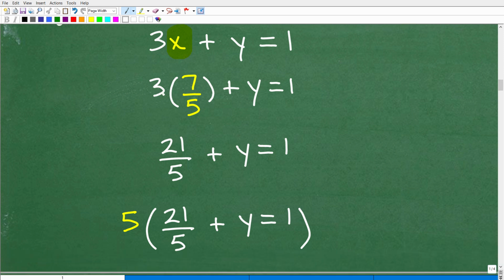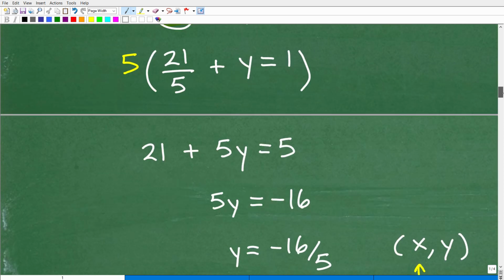But let's continue on. So I have 3 times 7/5 plus y is equal to 1. Let's go ahead and solve for y. So 3 times 7/5 will give me 21/5 plus y is equal to 1. So I need to solve for y, but I'm like, you know what? I don't want to deal with fractions. Let me go ahead and just fix this up, and I can get rid of the fractions in this equation by multiplying by 5, okay, by the LCD here, because the LCD is 5. So anytime you multiply an entire equation by the LCD, you can kind of eliminate the fractions, all right?